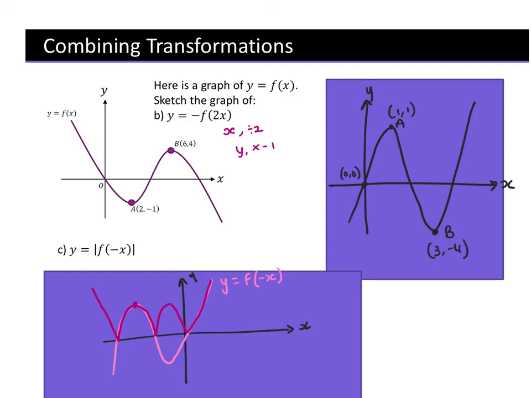And this point is still our point B, which is (-6, 4) now. This is now our new point A, which is in fact (-2, 1). And we still have our point (0, 0). Okay, please always remember to write down that it crosses through the origin.